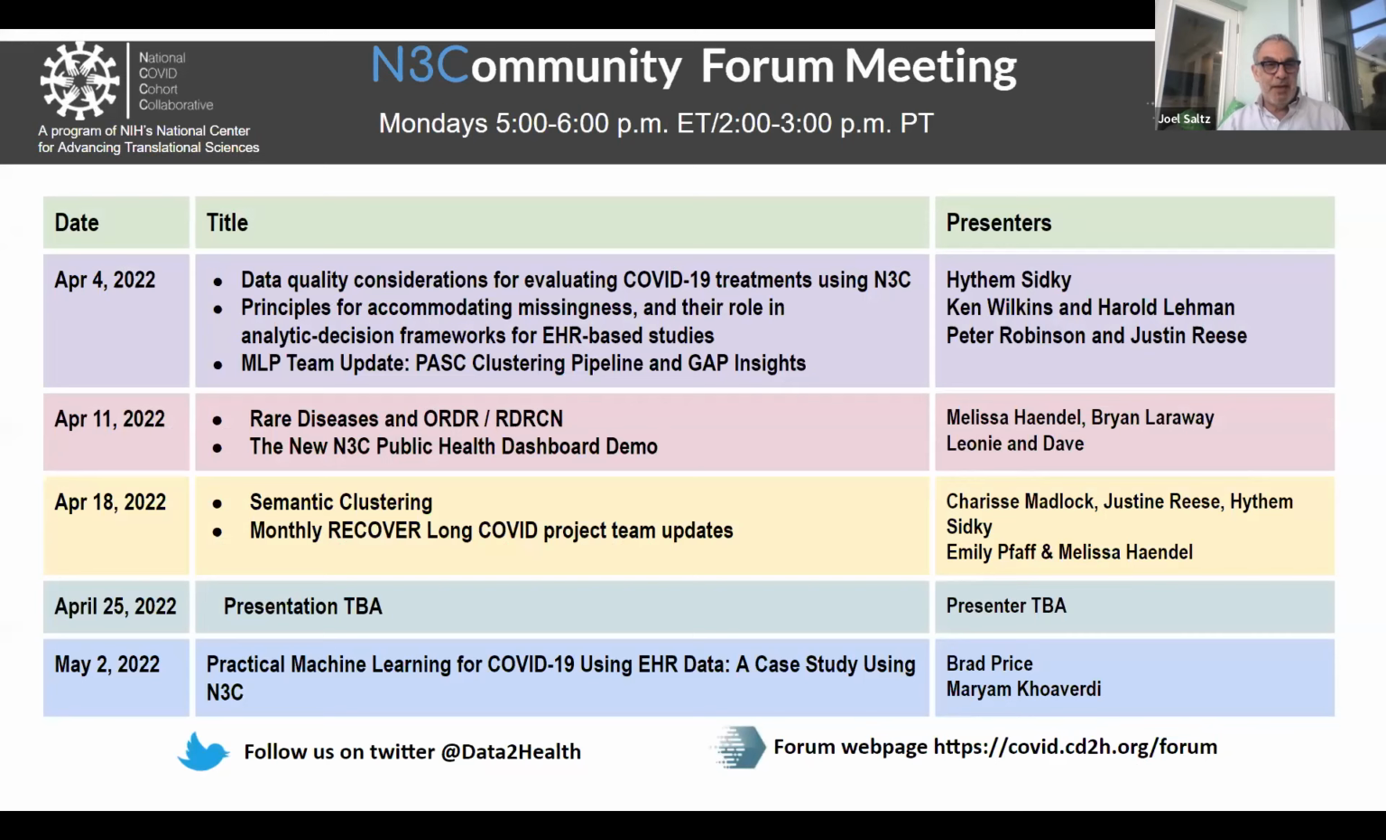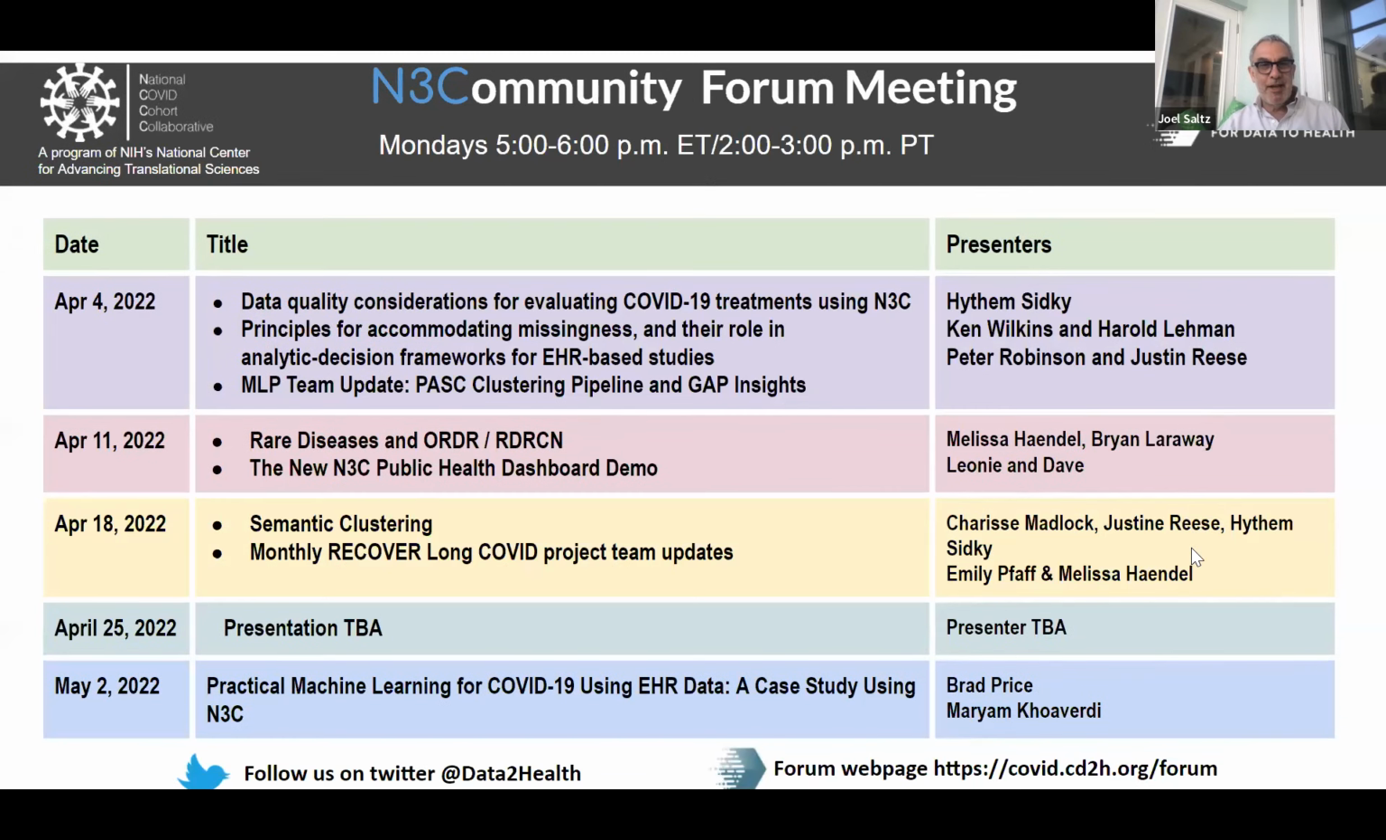Next week we have data quality considerations for evaluating COVID-19 treatments using N3C, and by Haitham Sidki, principles for accommodating missingness, which is obviously a key thing in this sort of work, and their role in analytic decision frameworks, and an MLP team update, task clustering pipeline, and GAP insights by Peter Robinson and Justin Reese. The missingness talk will be by Ken Wilkins and Harold Lehman. Then we'll have rare diseases and the rare disease networks, and the new N3C public health dashboard.